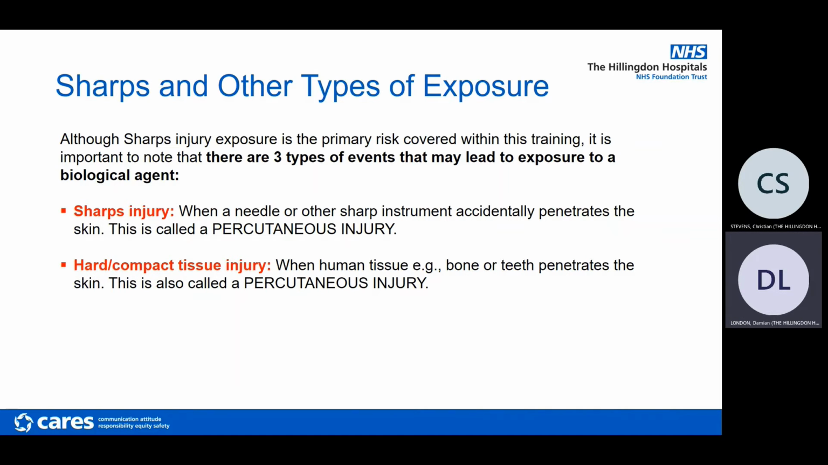You also have hard or compact tissue injury. This is when human tissue or hard human tissue, for example bone or teeth, penetrates the skin. So you might get a bite from a patient, and this is also considered to be a percutaneous injury.